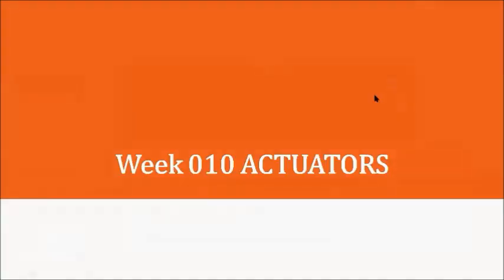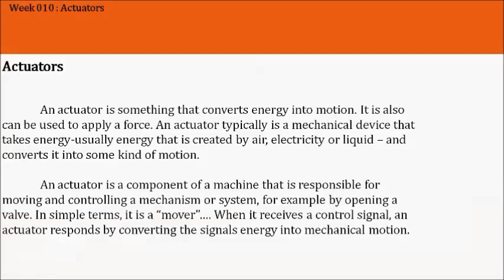We have week 10. Topic is actuator. We'll discuss this now. Okay, what's the meaning of actuator? An actuator is something that converts energy into motion. It means it starts with what? Common energy source is electrical. Then after, it will convert to motion.